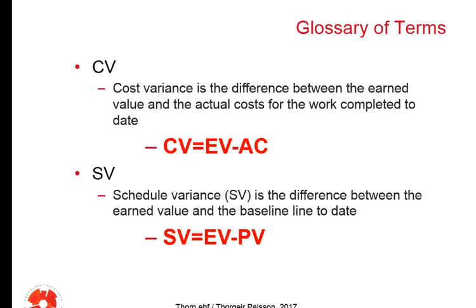Schedule variance is the difference between the earned value and the baseline to date. So schedule variance is the EV minus PV.